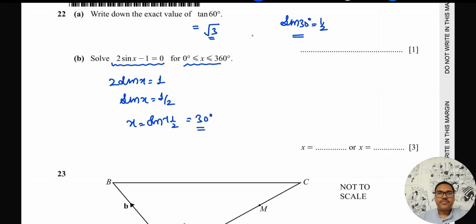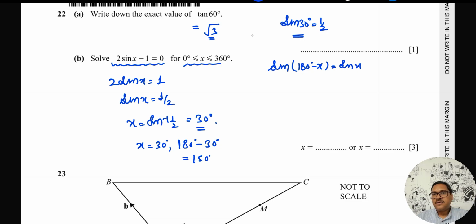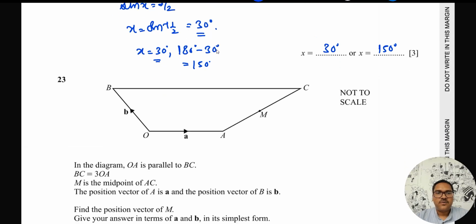So one value is 30 degrees, and we know for sine, two values exist which add up to 180 degrees. So one value is 30 degrees and the other value will be 180 degrees minus 30 degrees, which is equal to 150 degrees. Always remember, sine of 180 degrees minus x is the same as sine x. That is, for values which add up to 180 degrees, the sine values will be the same. So what are the answers? 30 degrees, one answer, and the other answer is 150 degrees. So this is how you can solve this without a calculator.